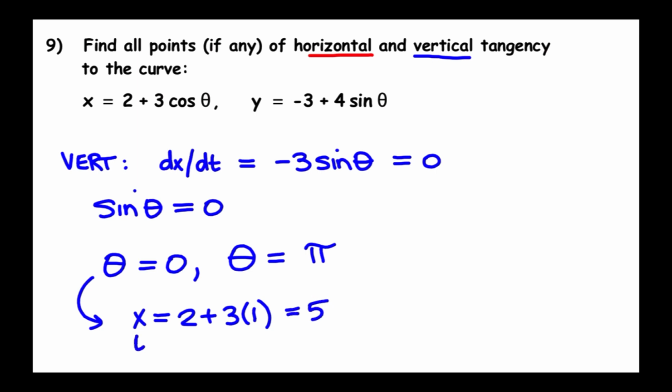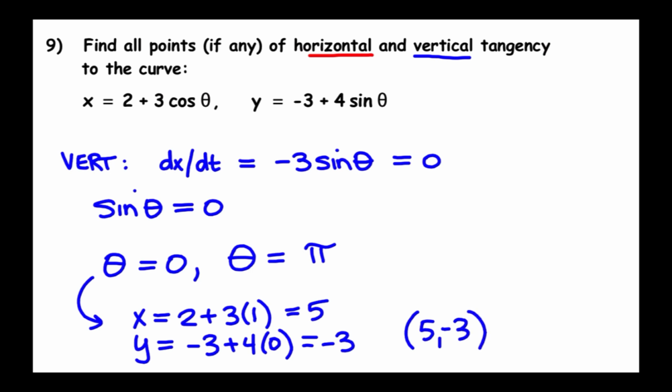And then y, in this case, should be negative 3 plus 4 times 0, because sine of 0 is 0. That's going to end up being negative 3. So the point (5, negative 3) is one of the places where you're going to have a vertical tangent.